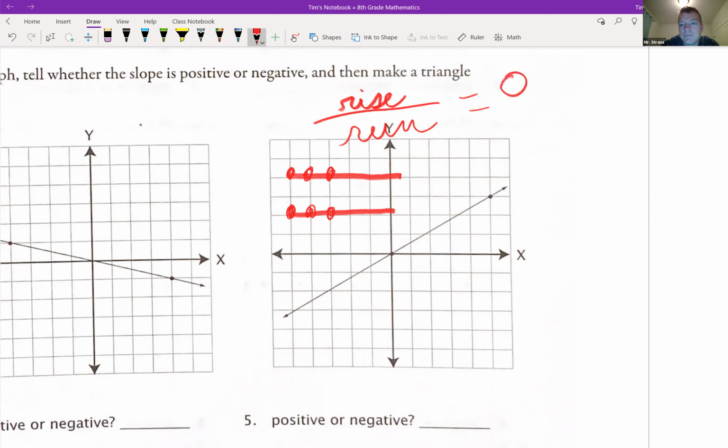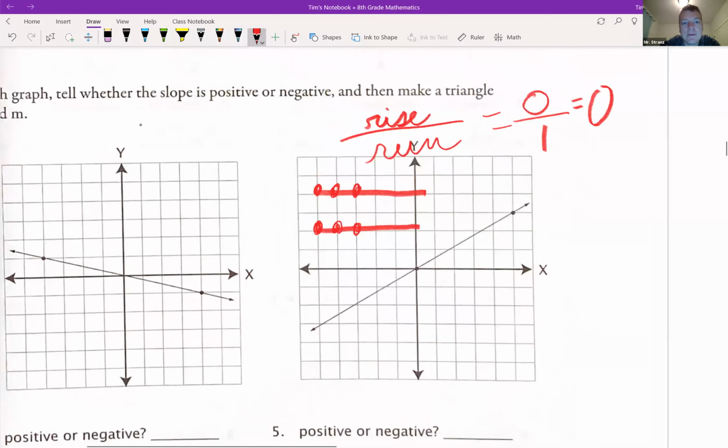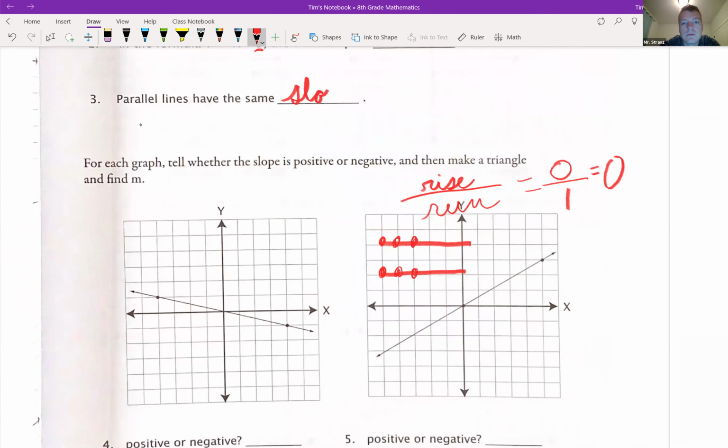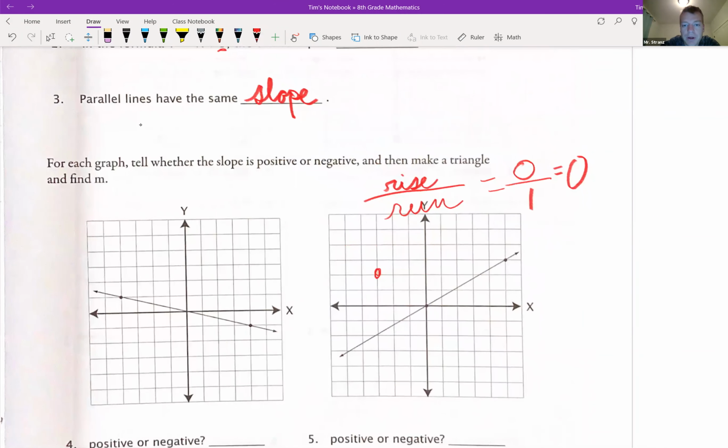So our rise is going to be 0. Our run is going to be 1, okay? 0 divided by 1 is 0. So any horizontal line is going to have a slope of 0. It's the exact same thing for this line, which answers our question. Parallel lines have the same slope, okay? Those are horizontal parallel lines.